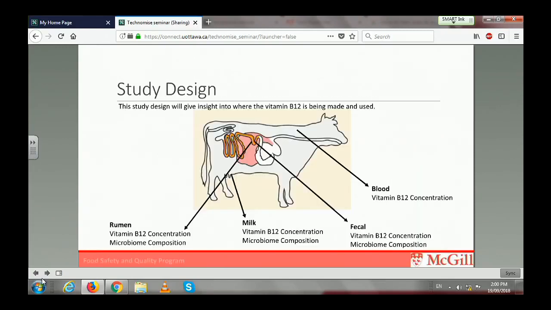So our study design by this time is probably really obvious, but we have 70 cows. We're going to sample, well, we already did. We sampled them all twice. And we're going to look at vitamin B12 concentration in their milk, in their blood, in their rumen, and in their small intestine. And we're also going to look at the microbiome composition of each of those. And we're going to look at some metagenomics as well.